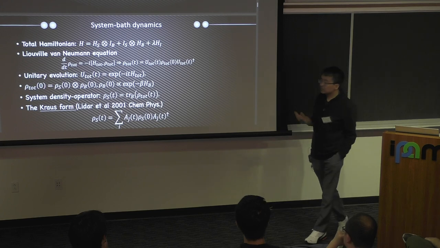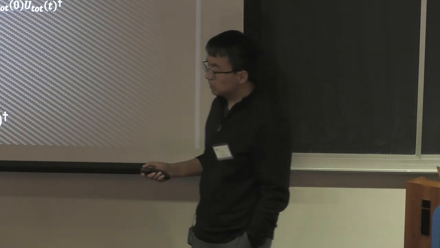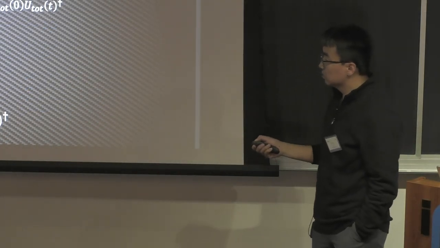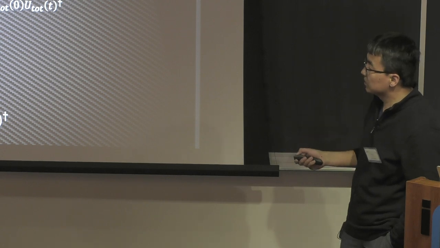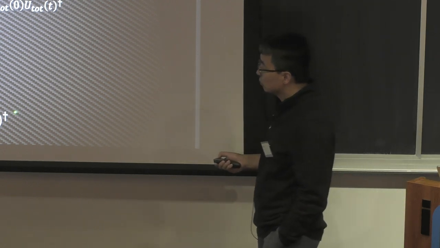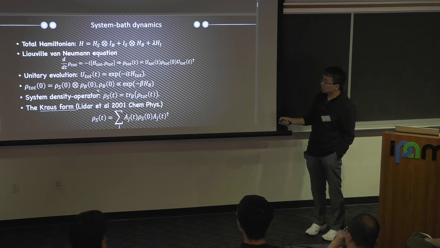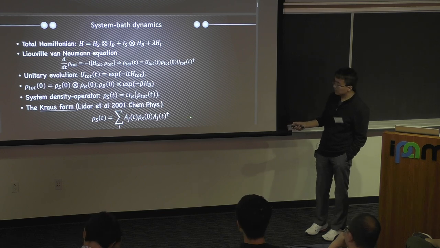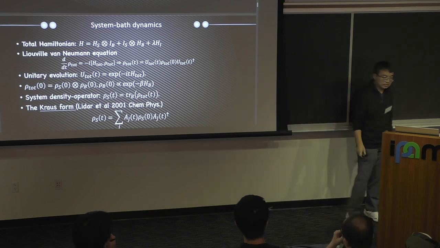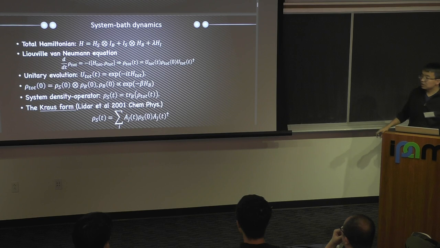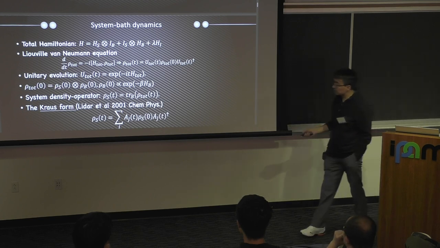Now, this can be represented in a quantum channel form. Just by following these formulas, you can write down an exact Kraus form representation that maps the initial density operator rho_S(0) to rho_S(t), right? And this is known already. But of course, these Kraus operators are very complicated, right? There's a lot of terms.